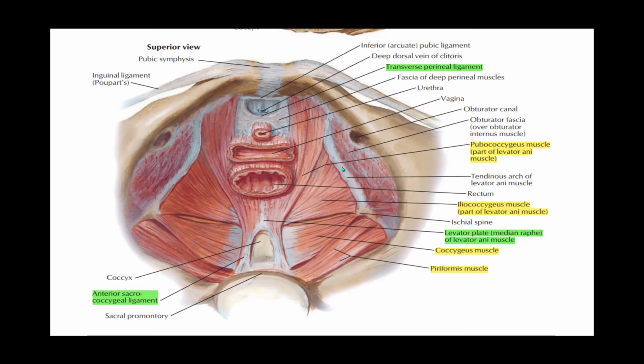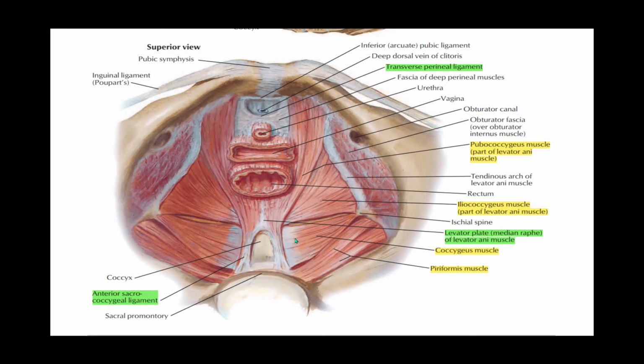And remember our tendinous arch of the levator ani, which gives origin to parts of the obturator internus muscle and the iliococcygeus muscle. So the iliococcygeus muscle arises from the tendinous arch of the levator ani, from part of the ilium, and then inserts into the coccyx. So that's the coccyx, and that's the iliococcygeus.